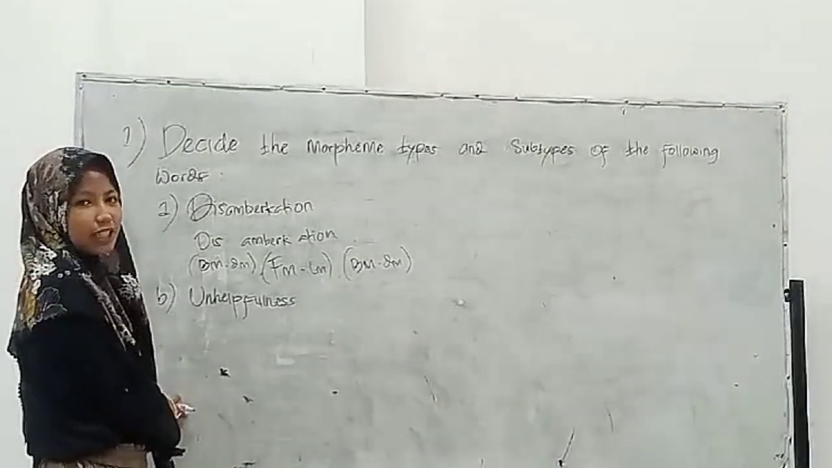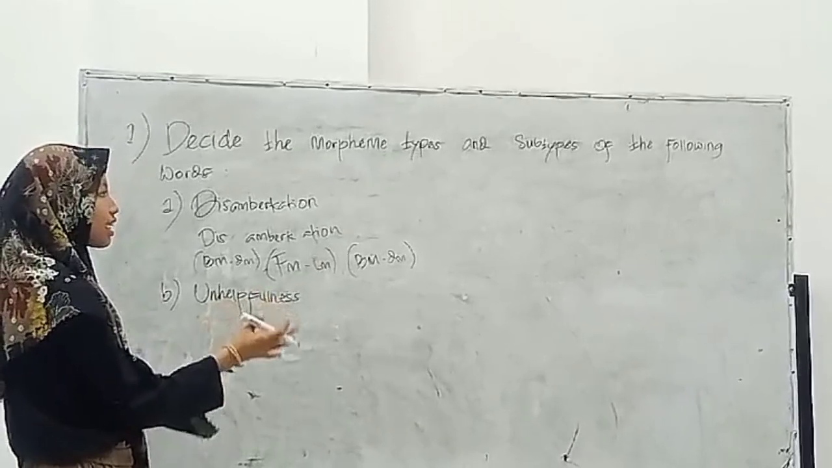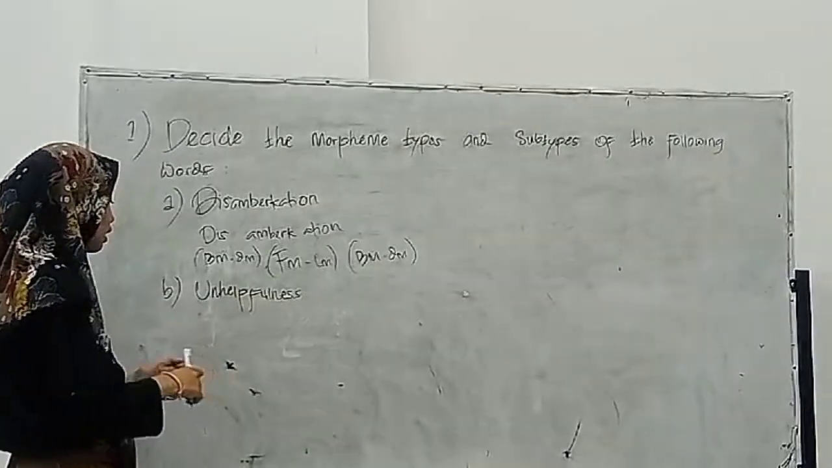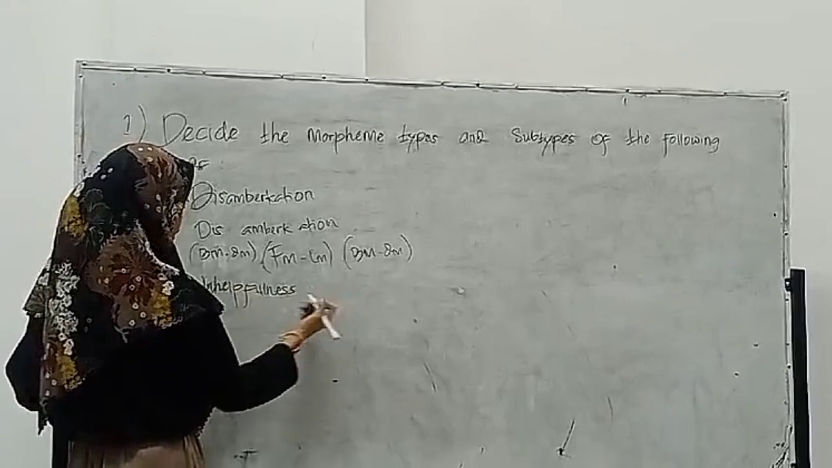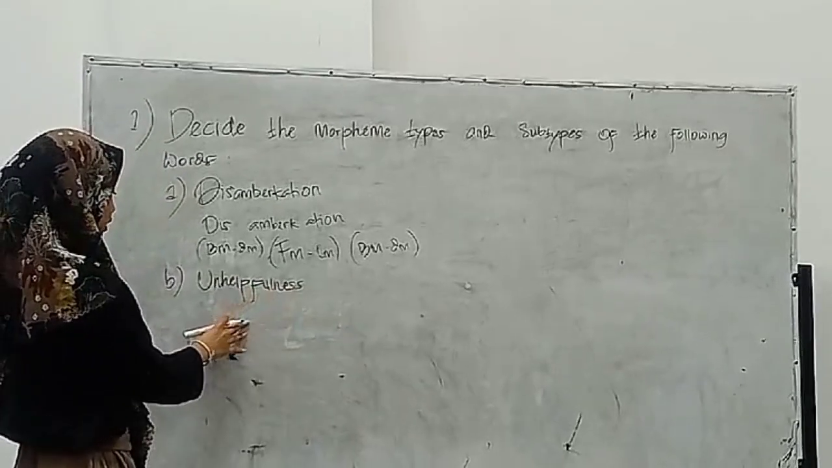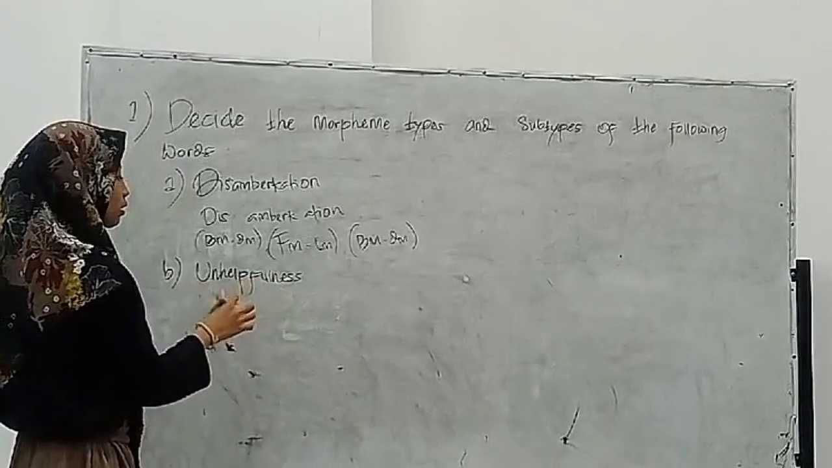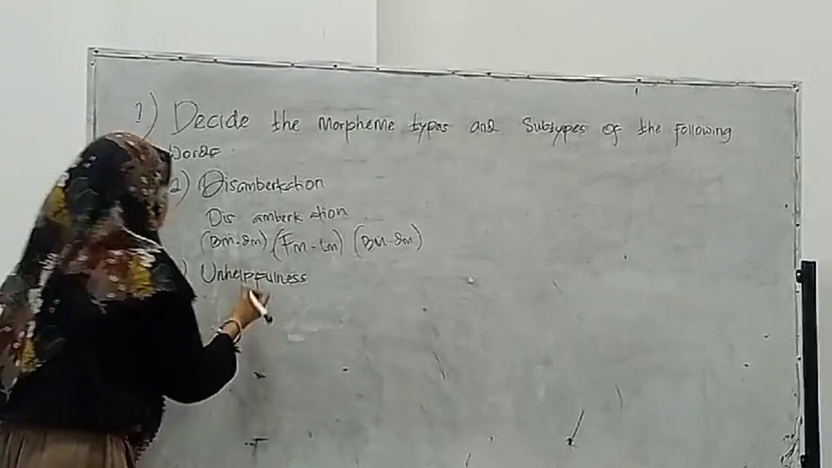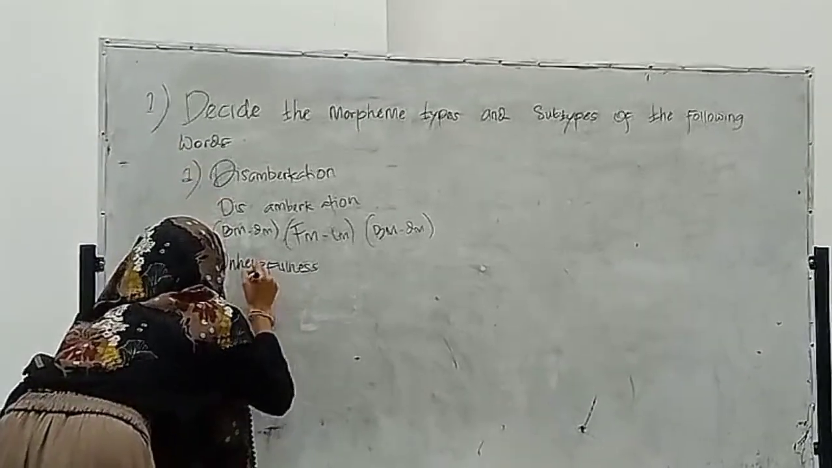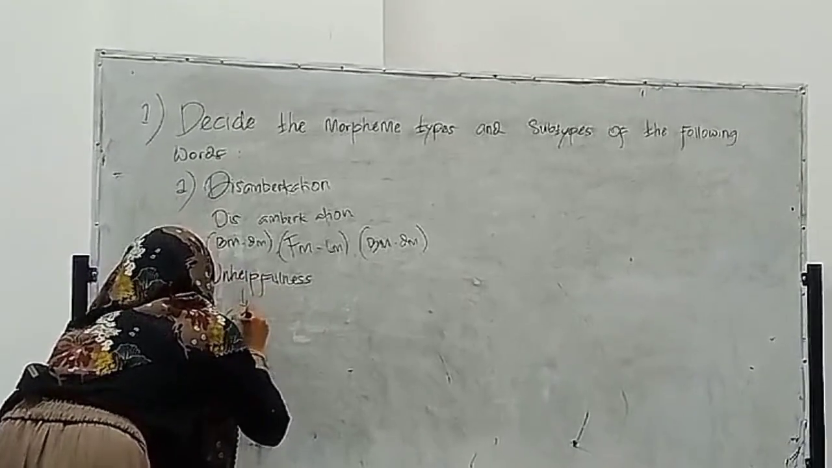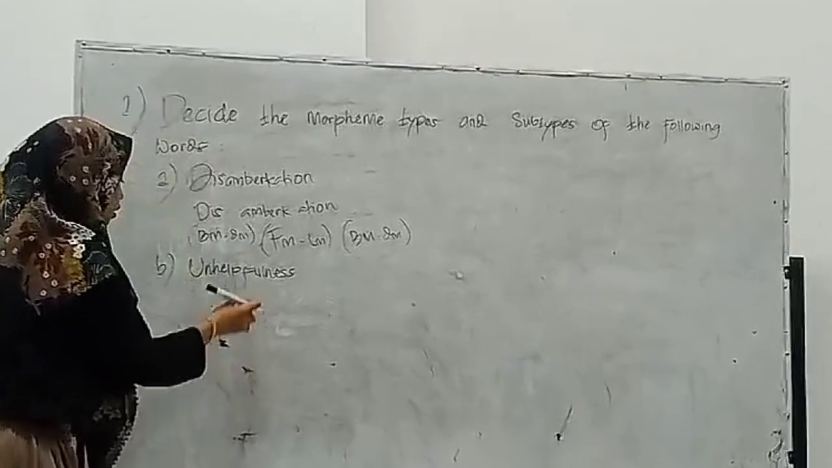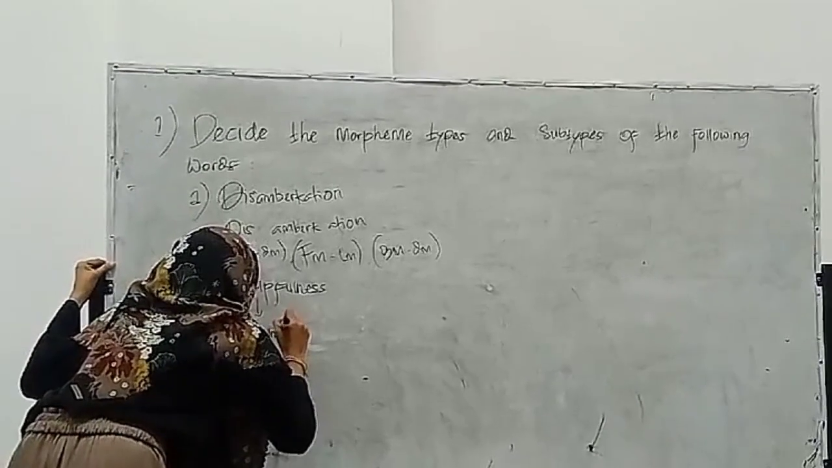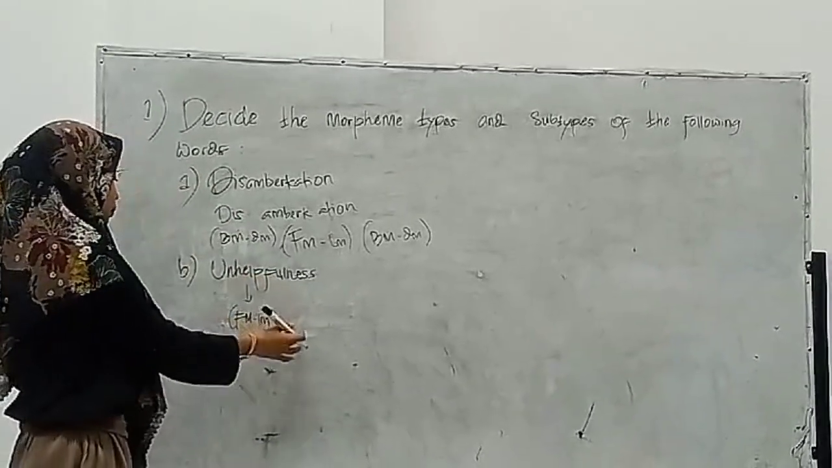Thank you. Well, I'm Jumriati, so I will continue the material about deciding the morpheme types and subtypes. Number two is unhelpfulness, which is a noun. Unhelpfulness has four morphemes. The first one is the free morpheme, help. The subtype of help is a lexical morpheme because help is a verb.